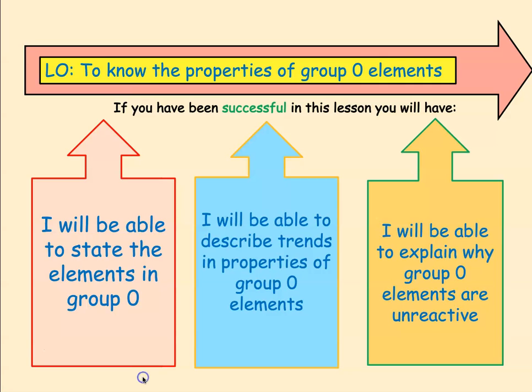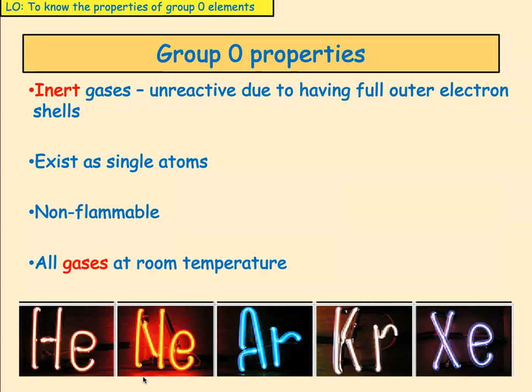Okay, so we're able to state the elements in group 0. Next, I will be able to describe trends in properties of group 0 elements. So these are some of the properties that they all have. They are inert gases. Inert means unreactive due to having a full outer electron shell. They exist as single atoms.